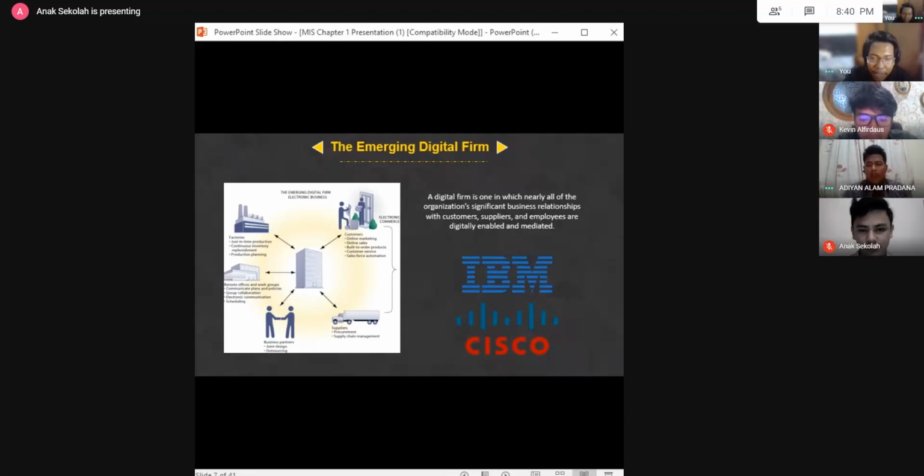In a digital firm, time shifting and space shifting are the norm. Time shifting refers to business being conducted continuously 24 hours rather than in a narrow workday, let's say 9 to 5. And then many firms such as IBM and Cisco have started to digitalize their company, meaning that their company fully relies on technology such as the internet to do their daily work.